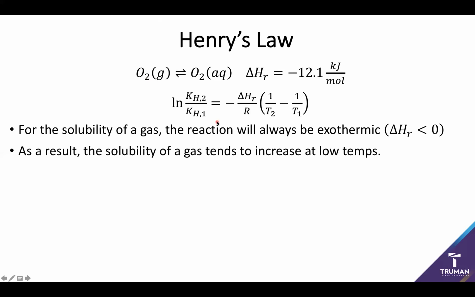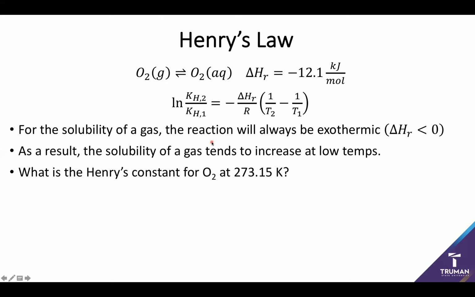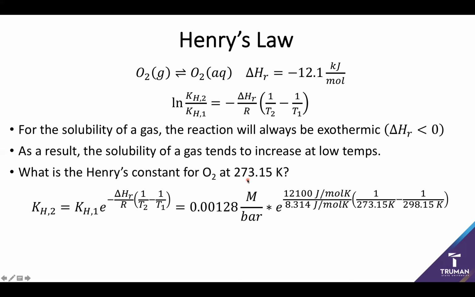However, it is worth noting we've got a lot of inverse temperatures here and a lot of negatives, which really tends to ruin our mathematical intuition of this behavior. So let's try and figure out a real problem. We know the solubility of oxygen at room temperature. However, there are a lot of fish that live in water that is near freezing, about 273 Kelvin. So let's figure out what the Henry's constant is for that condition. We can rearrange the equation to solve for our new Henry's constant using the old one and the two different temperatures.